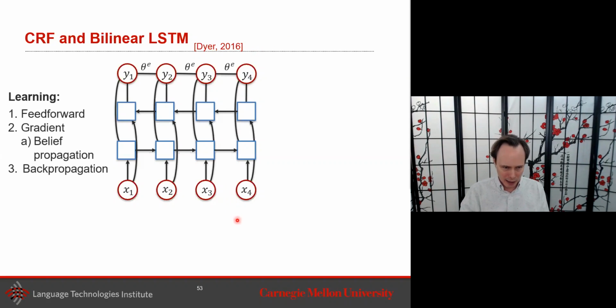The learning is feed forward, and then the gradient back propagation. So here you will do belief propagation for that part, and then back propagation as well. So feed forward, belief propagation, and then back propagation.